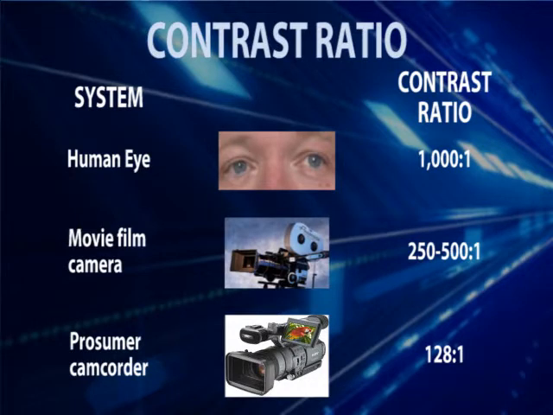Much of this relates to contrast ratio, which is the range of brightness and darkness that a system can reproduce. Your eyes have a contrast ratio of about 1,000 to 1, while film cameras and their digital equivalents have a contrast ratio of about 500 to 1. By comparison, most prosumer camcorders have a contrast ratio of around 128 to 1.